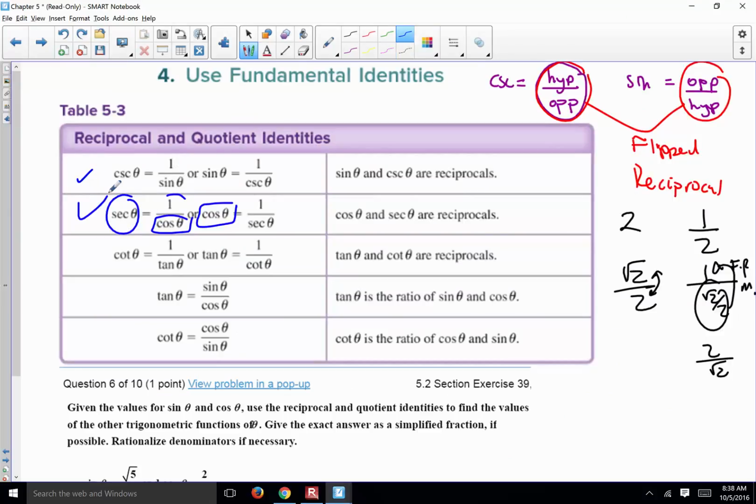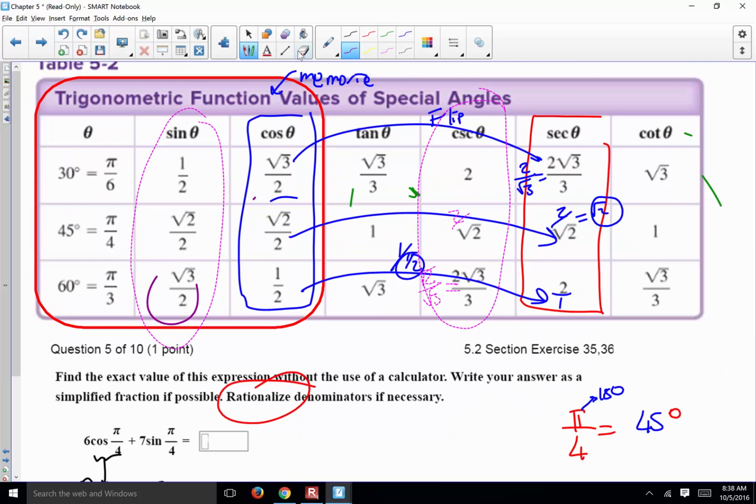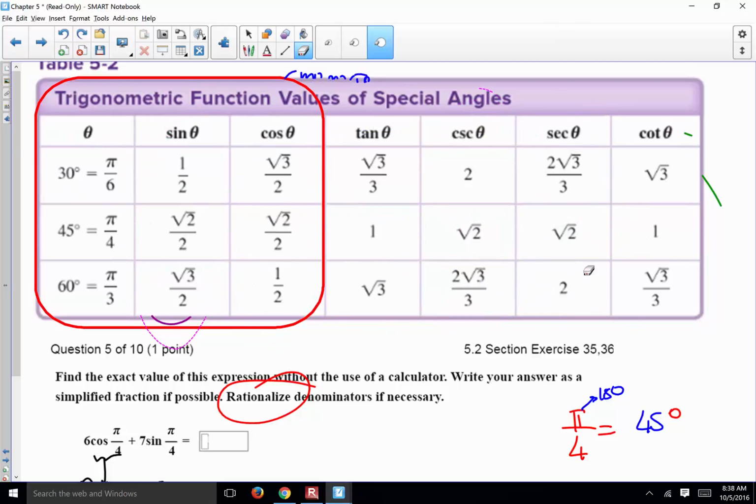These two. Cotangent is the reciprocal of tangent, and tangent is also the reciprocal of cotangent. So tangent and cotangent are reciprocals. Again, go to this table. Let's clear these. Look at the tangent and cotangent column, please.